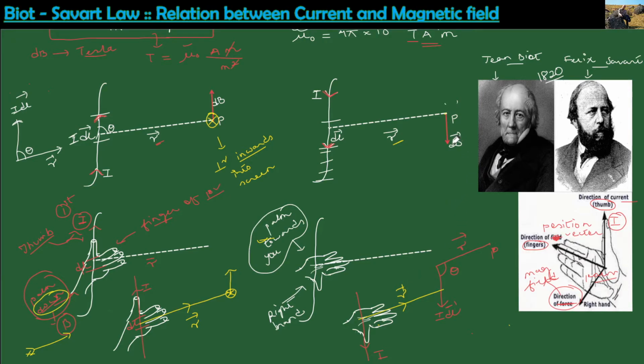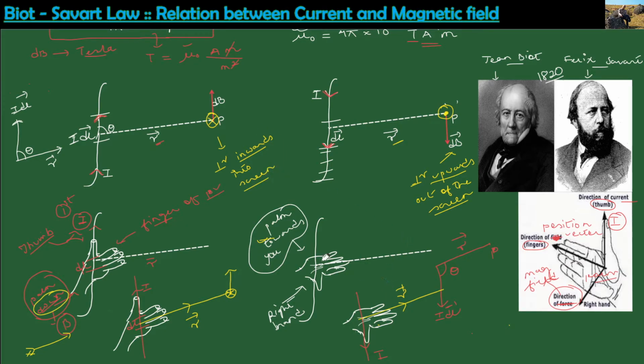How will you represent that? We can represent that at this point P by a dot. This dot will indicate that this dB is perpendicular and out of the page, perpendicular and out of the screen. If you are writing on your paper or copy, it will be out of the page. In my case, it will be out of the screen.